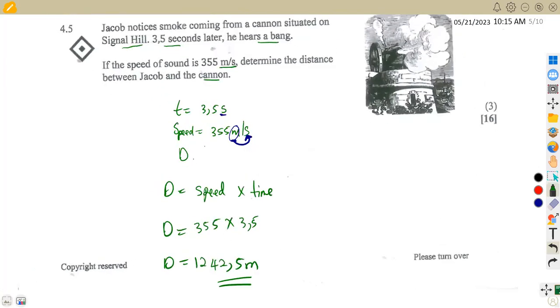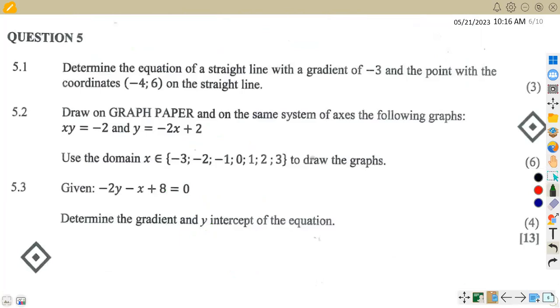All right, so that was our question having 3 marks, and the total on question 4 is 16 marks. Okay, so that's how these questions can be like, guys. Let's check what we have on the other part of the question, which is on question number 5. This was a question on graphs, where we are to apply our graphs to answer these typical questions.